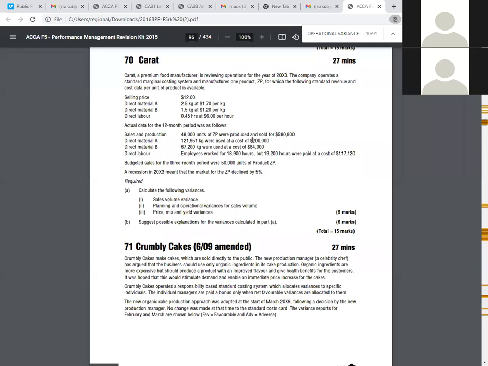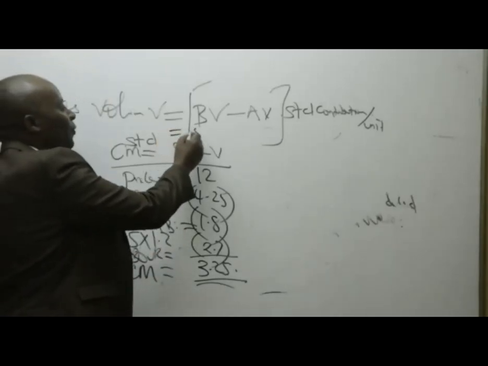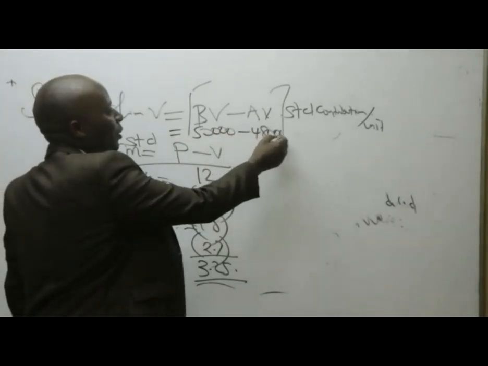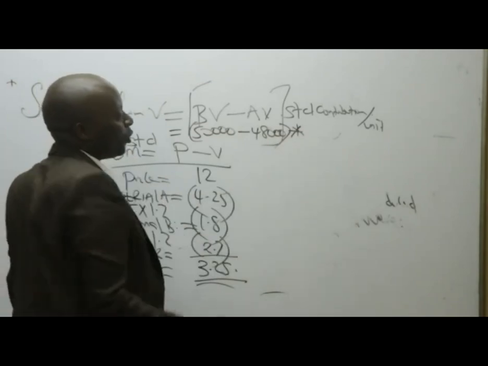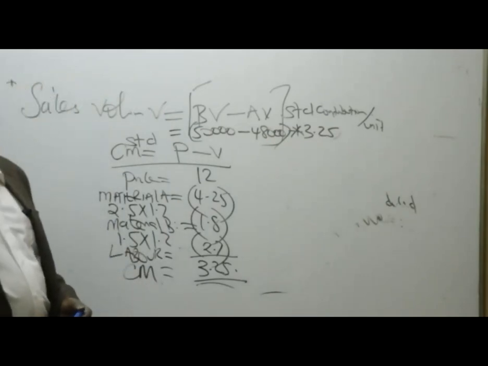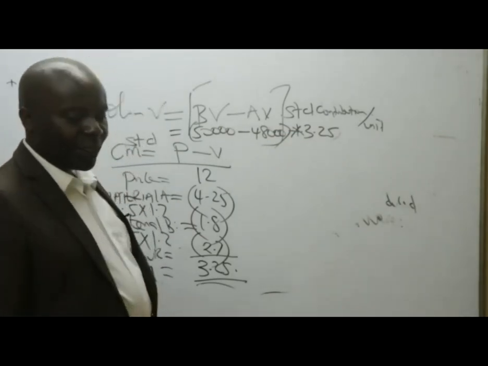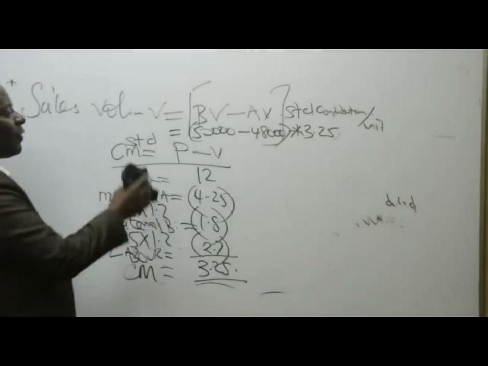Are you able to see now the budgeted volume? How much were we budgeting to sell? Yes, at the bottom, budgeted sales for 3 months were 50,000. And the actual sales and production was 48,000. So the budgeted volume is 50,000 and the actual is 48,000. You multiply by the standard contribution per unit that you have got as 3.25. So what figure do we have at the end of the day? 6,500 adverse.